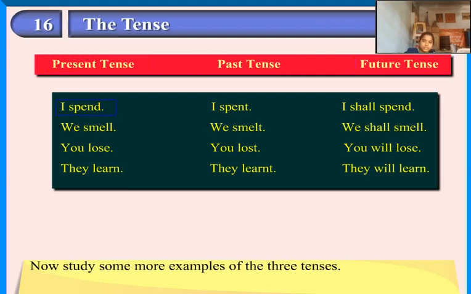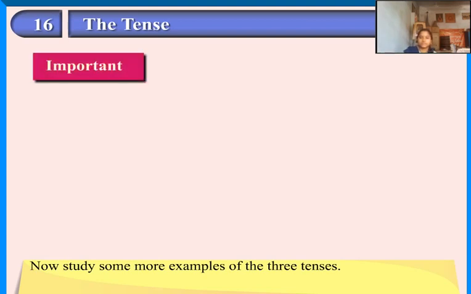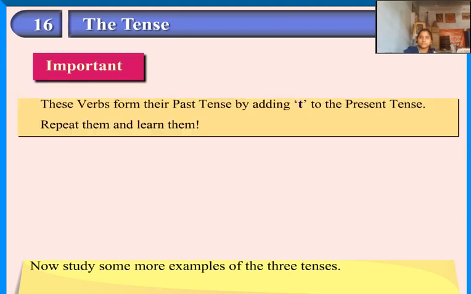I spend, I spent, I shall spend. We smell, we smelt, we shall smell. You lose, you lost, you will lose. They learn, they learned, they will learn. Important. These verbs form their past tense by adding t to the present tense. Repeat them and learn them.